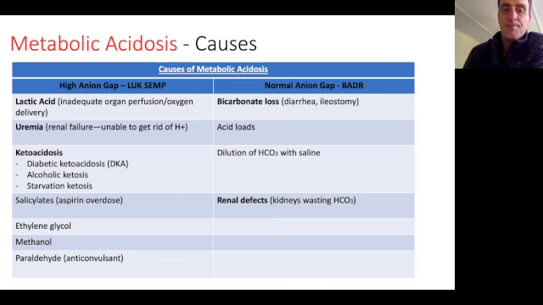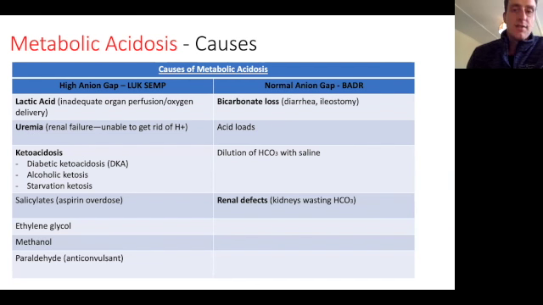The most common might be diabetic ketoacidosis, and then some other causes that would be less commonly encountered, but we should be familiar with. The other major category of metabolic acidosis is normal gap, and the most important causes of these would be bicarbonate loss, especially from the GI tract, where a lot of bicarbonate could be lost from diarrhea or an ileostomy placement.